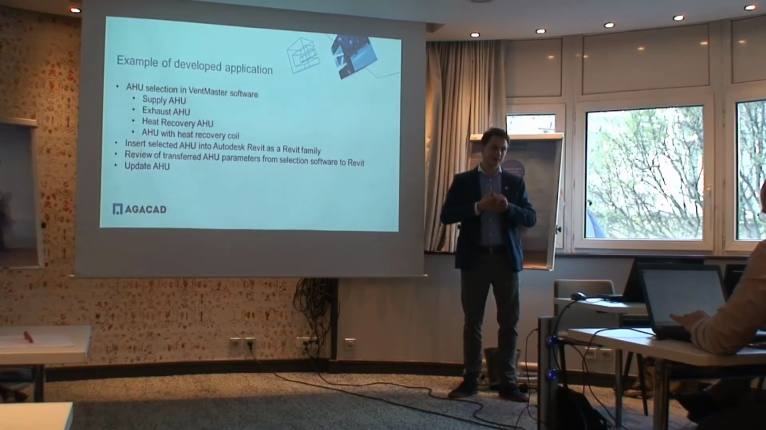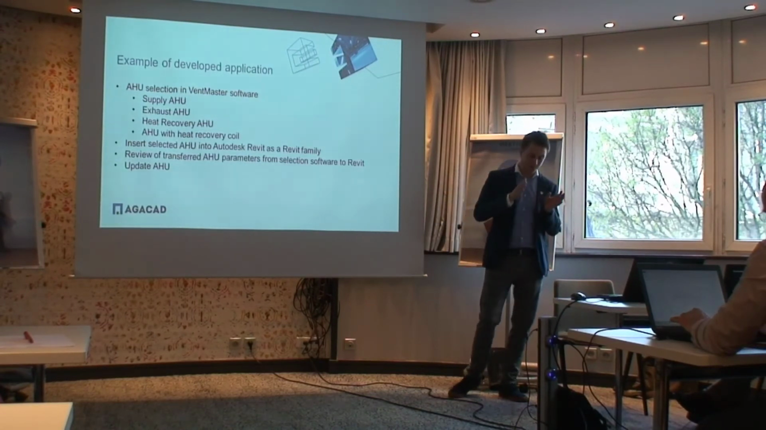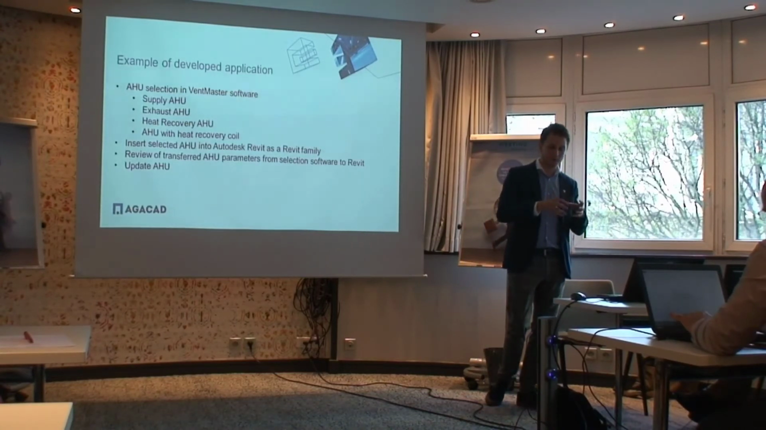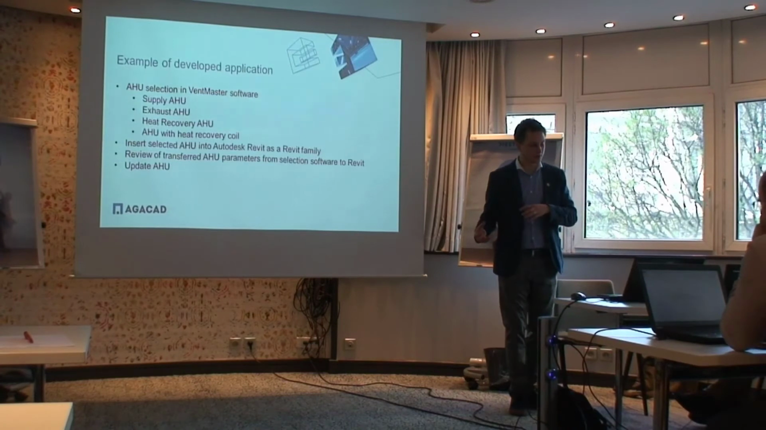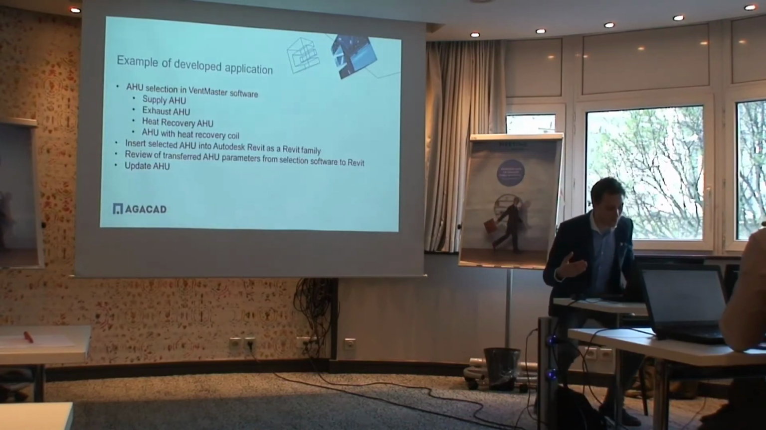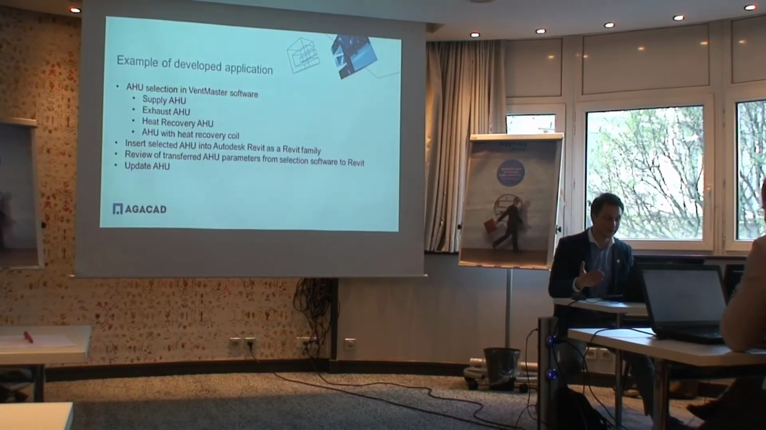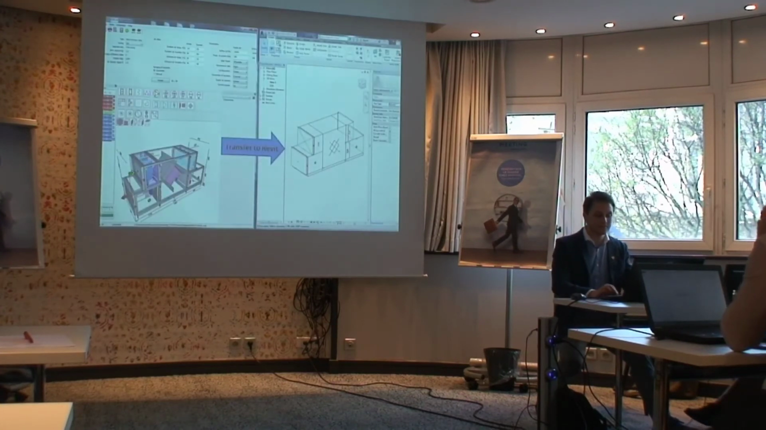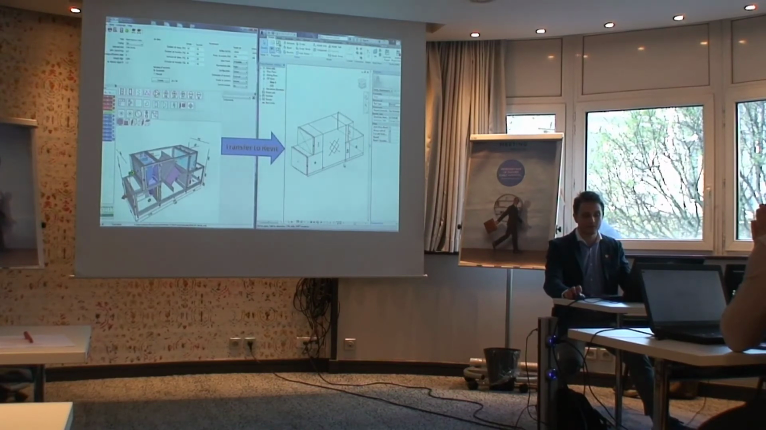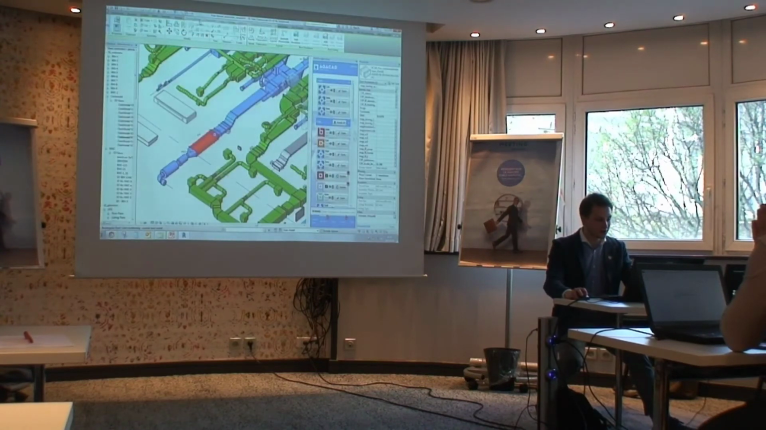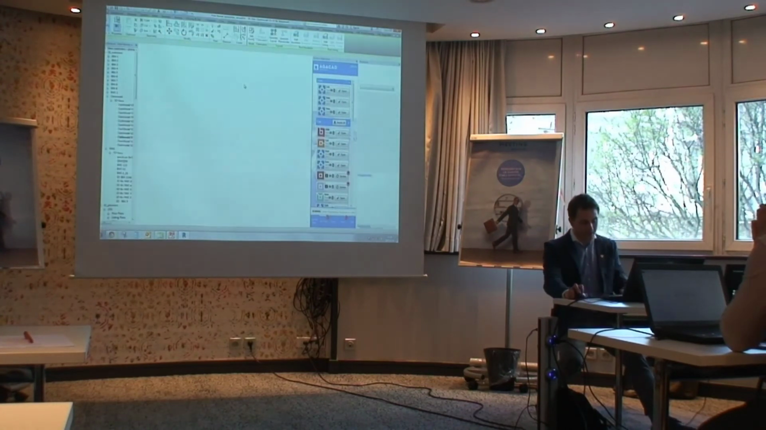So we made a product to import families, I mean elements, from selection software into Revit. We do the importation, we transfer all the geometrical data and all the parameters, and we have that in our Revit. On the left side we have the selection software, on the right side we have Revit. I'm jumping back to my Revit and I'll try to show you live how it looks.